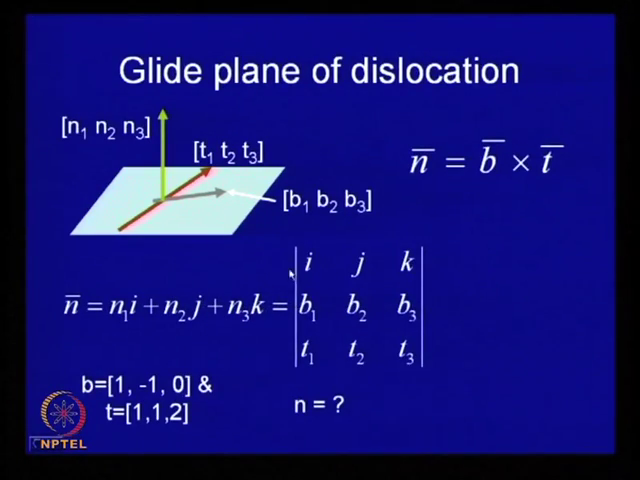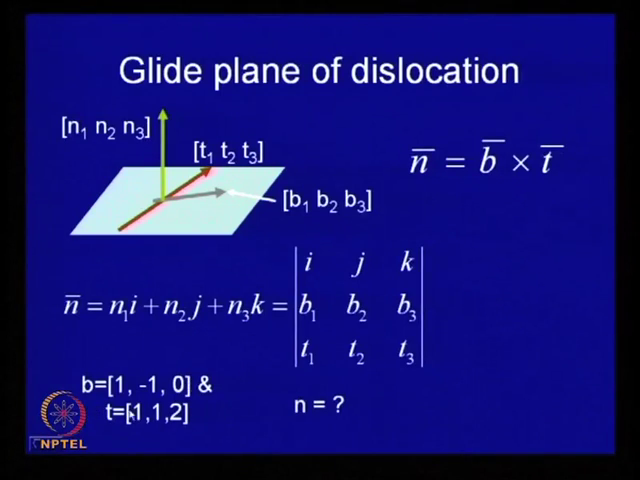It is possible to show that this cross product, in terms of this kind of vector representation, is represented like this. These are the components. The vector is n1 i, n2 j, n3 k, and this will be equal to this determinant: i, j, k, then the three components B1, B2, B3, and T1, T2, T3. So, this determinant gives this plane normal.